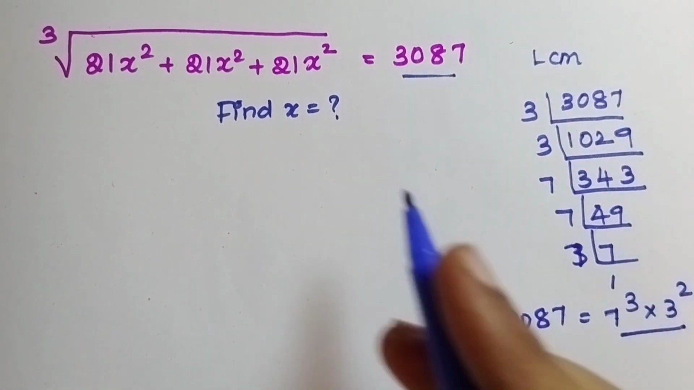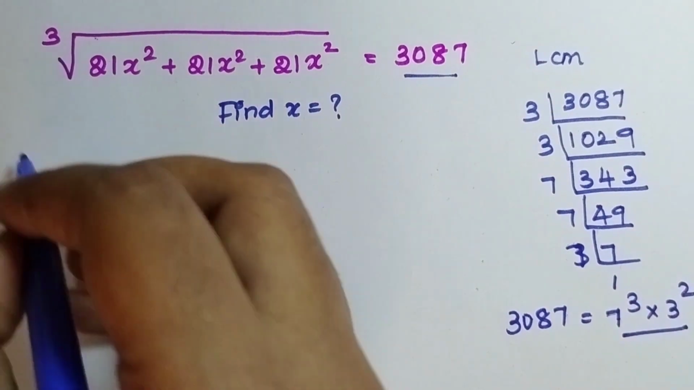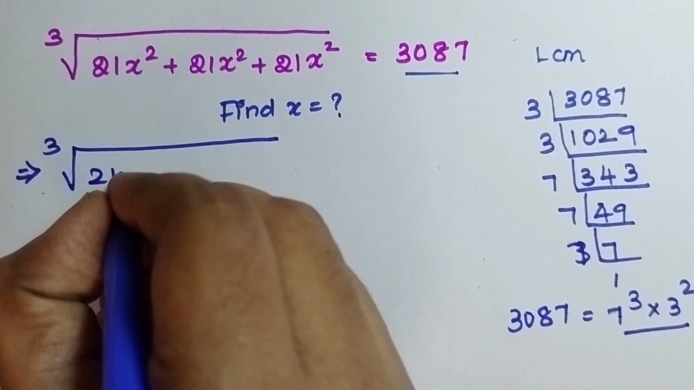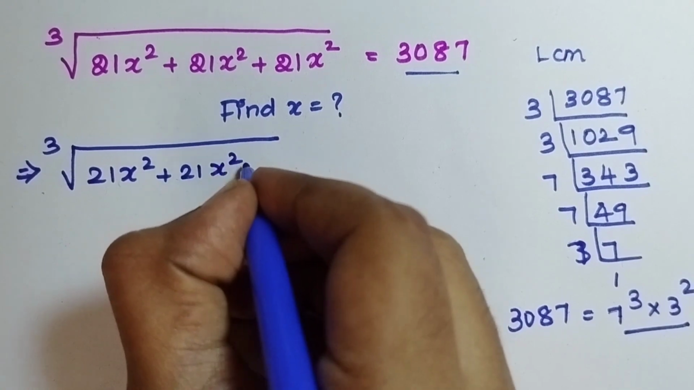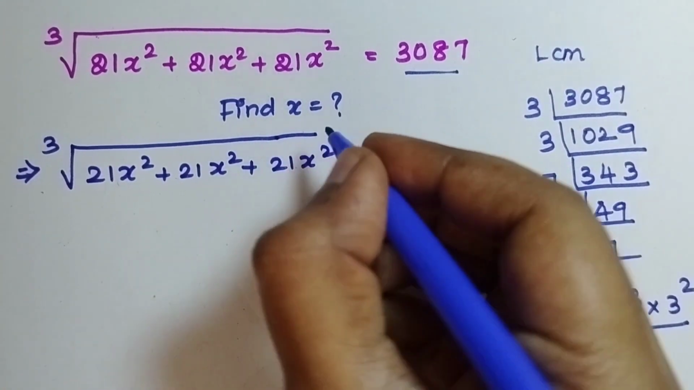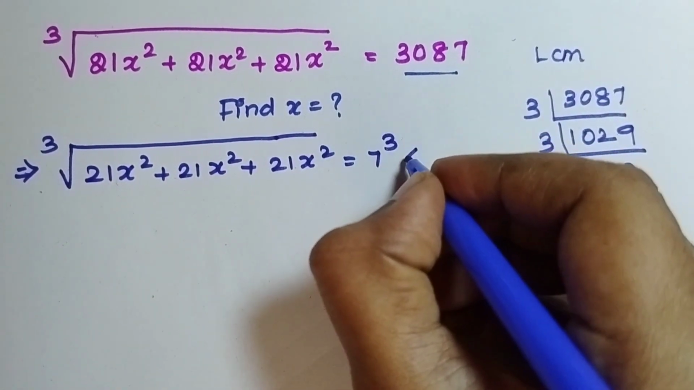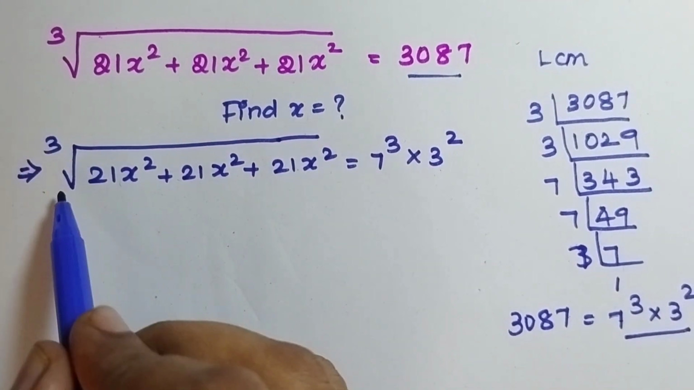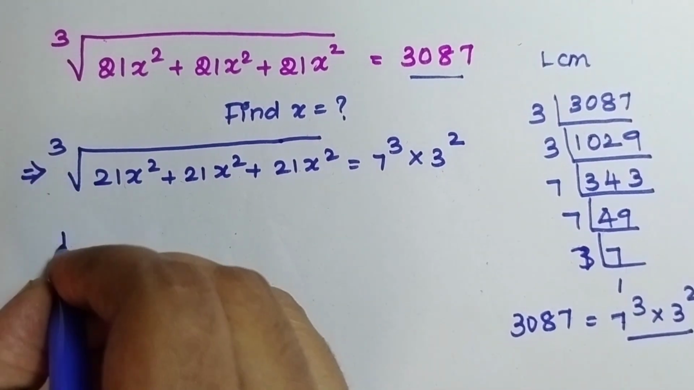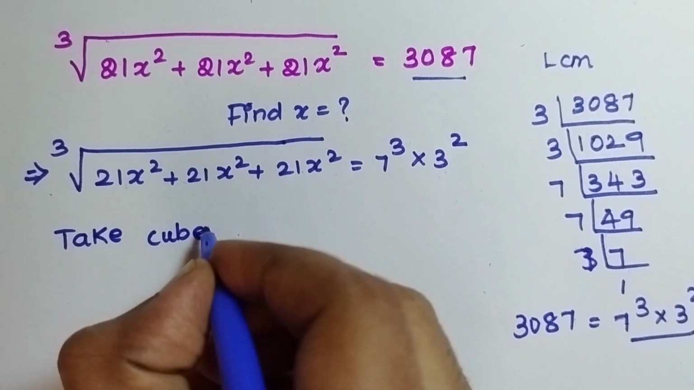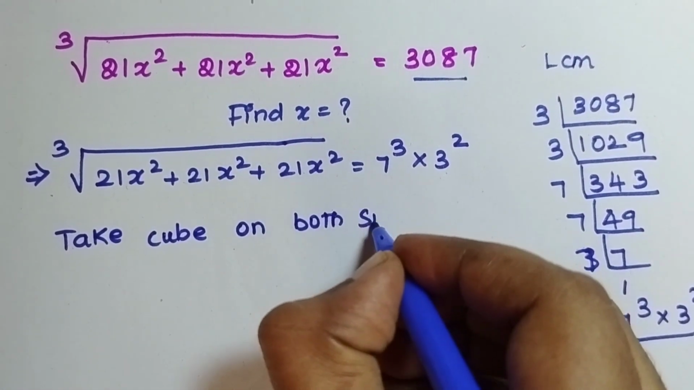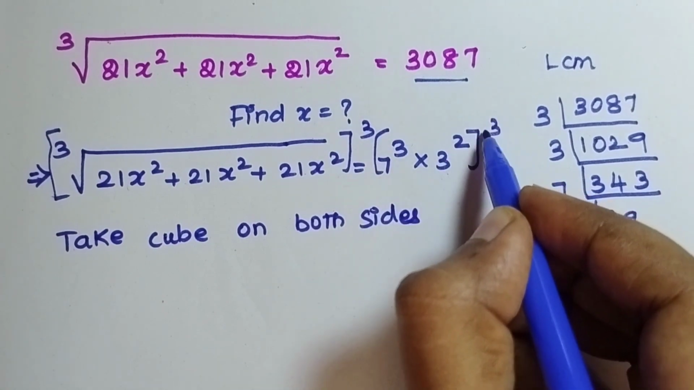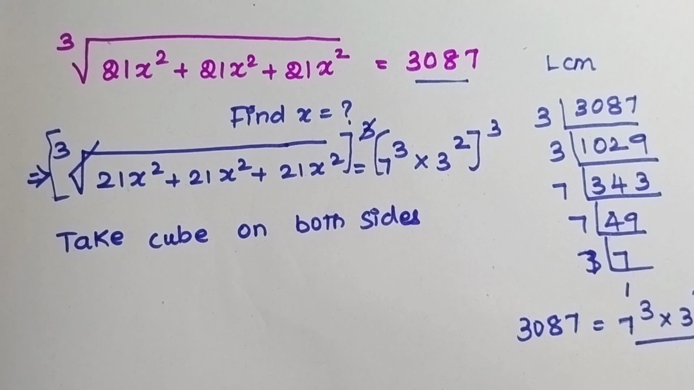Just substitute this number instead of 3087. Therefore this equation becomes cube root of 21x square plus 21x square plus 21x square, which is equal to 7 cube into 3 square. First we need to remove this cube root. To remove the cube root, I need to take cube on both sides.